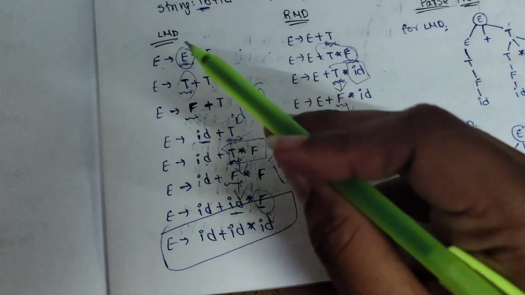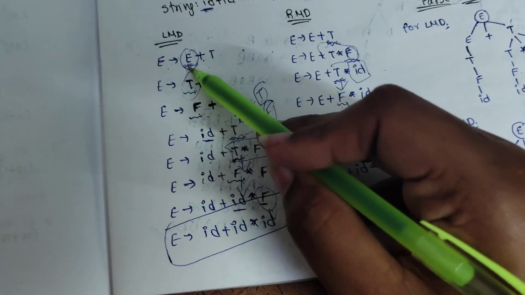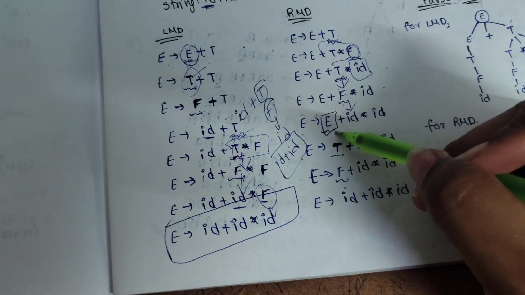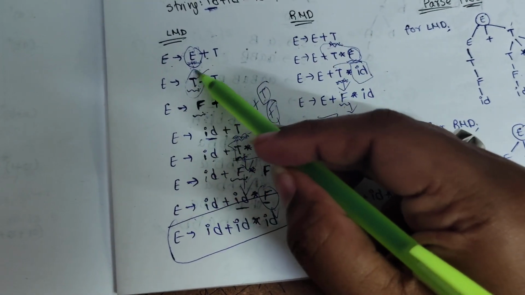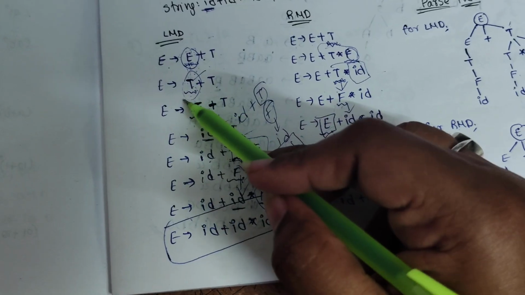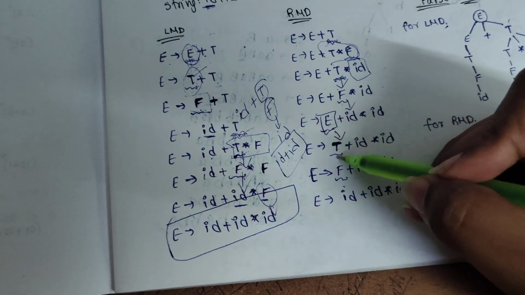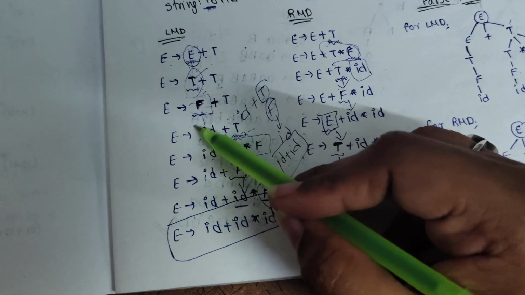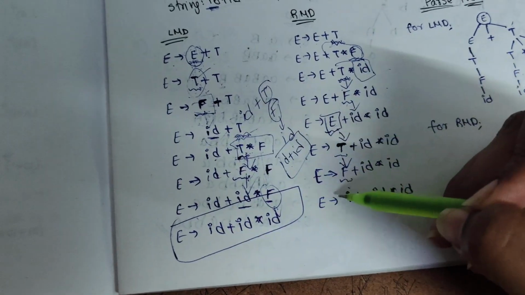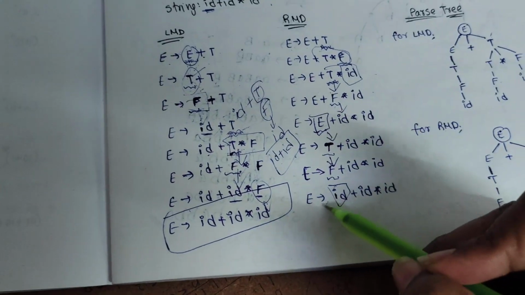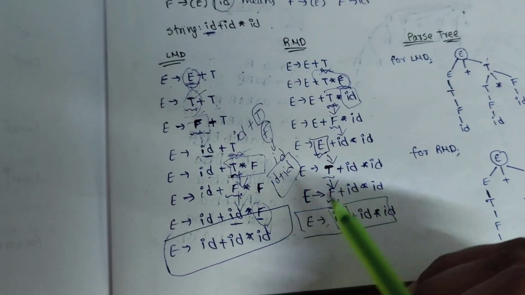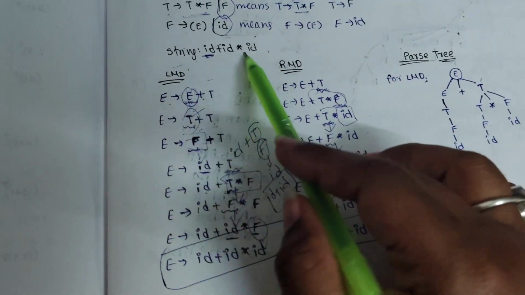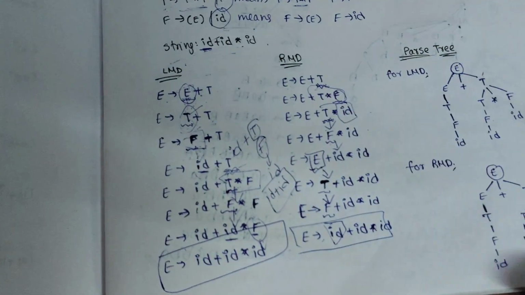We have E. What did we replace it with? We replaced it with T. So replace it with T. What did we replace it with? This T as F. Replace it as F. What did we replace this F as? We replaced it as ID. Replace it as ID. So at the end we'll get this production. We'll get this string. That is what we wanted, right? ID plus ID into ID.